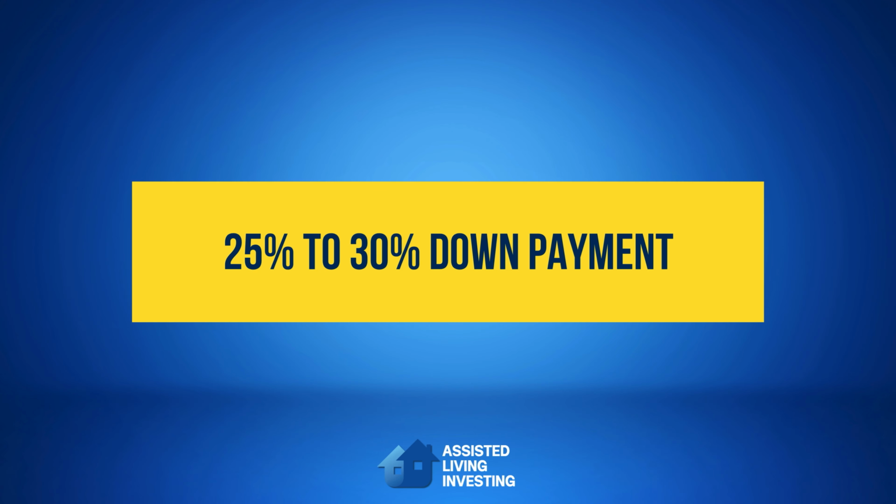There may be some other options out there if you are able to do FHA or a VA loan. There may be certain little stipulations there that will allow you to get a lower down payment, but I would suggest that you plan on something that's 25 to 30% down.